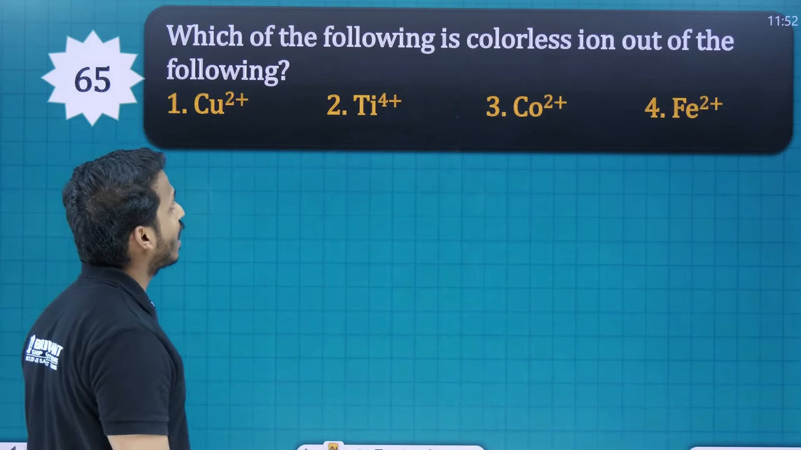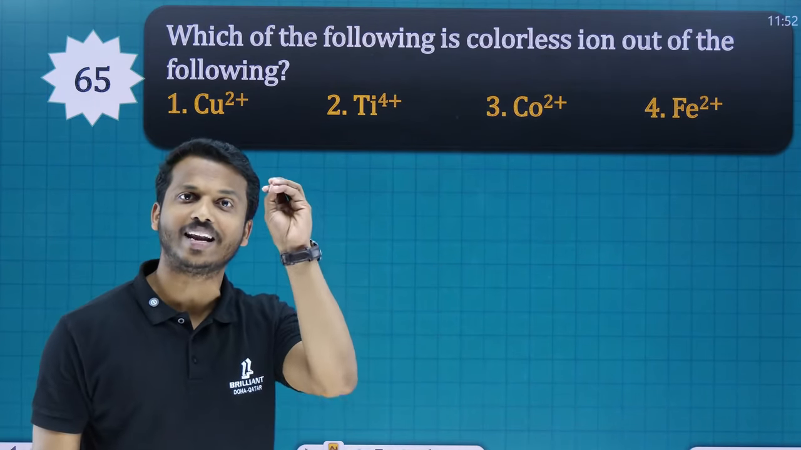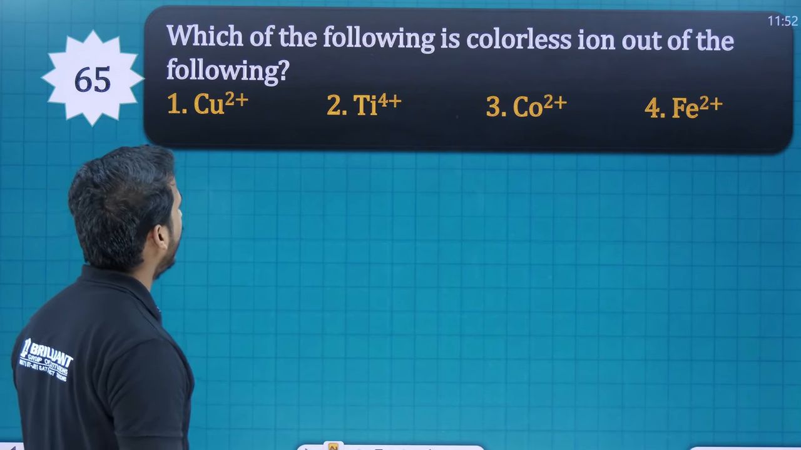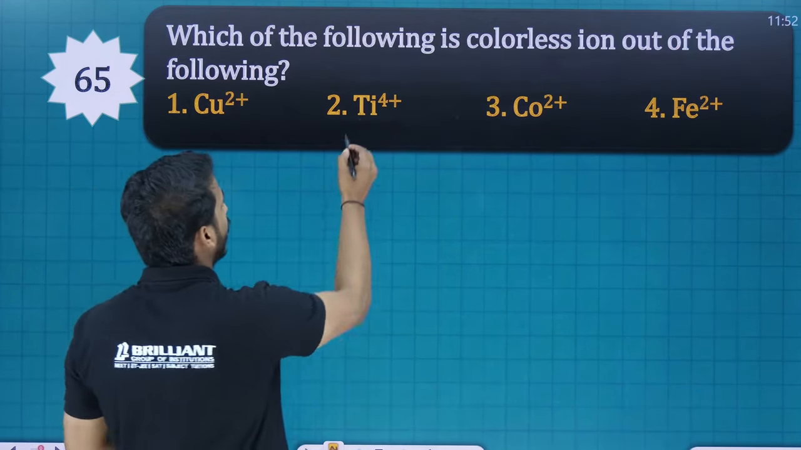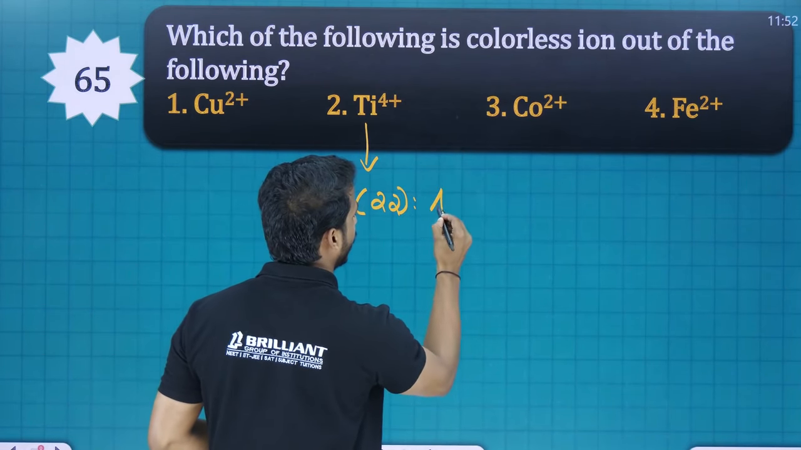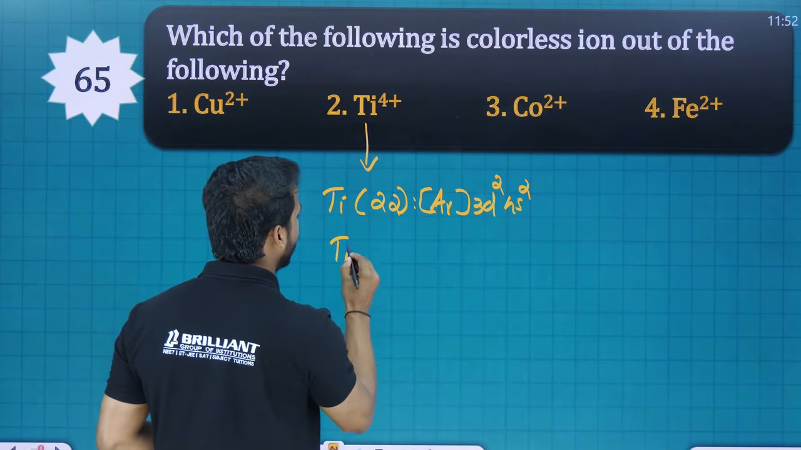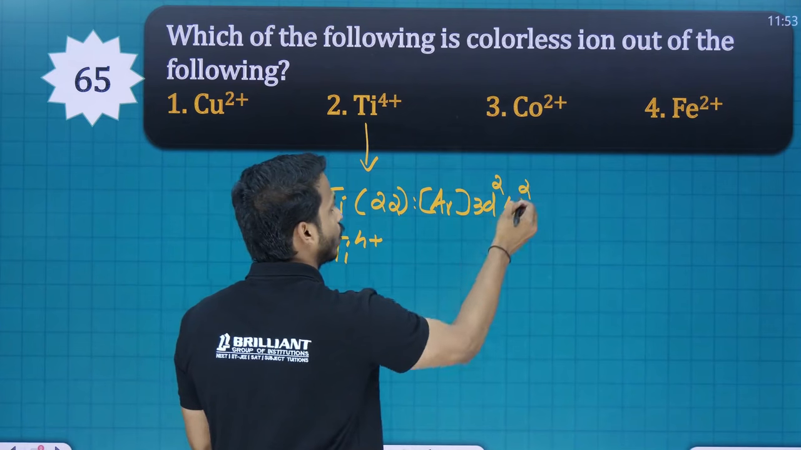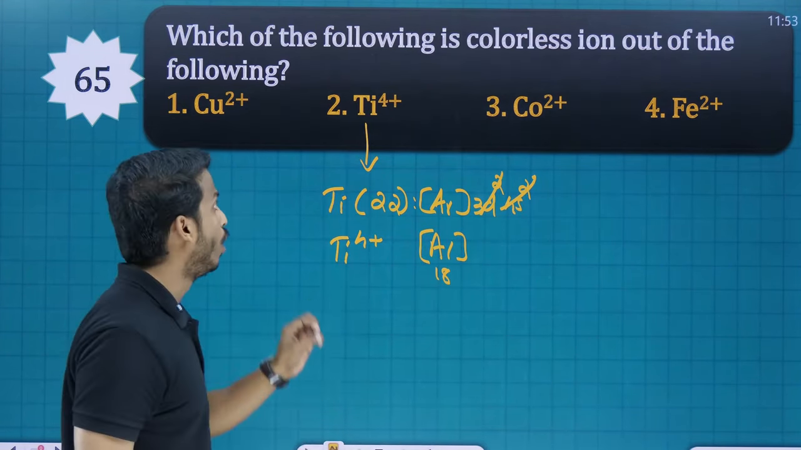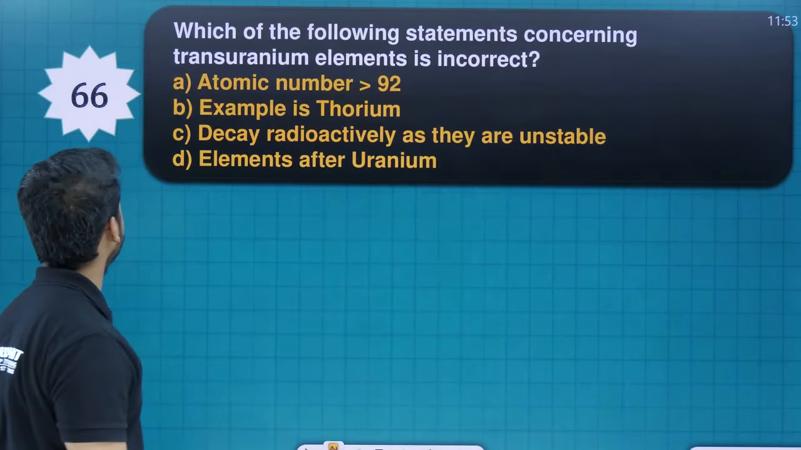Which of the following is a colorless ion out of the following? Colorless ion means it does not contain any unpaired electron. Where is there no unpaired electron? Can you check it, all of you? You can cross check it, right? So let me just take titanium. What is titanium? 22. 22 means what is the configuration? Argon with 4s2 3d2. What do you mean by titanium 4+? All 4 electrons are gone. What is left? Argon. Argon means fully filled, no unpaired electron. No unpaired electron means it will be colorless. So titanium 4+.